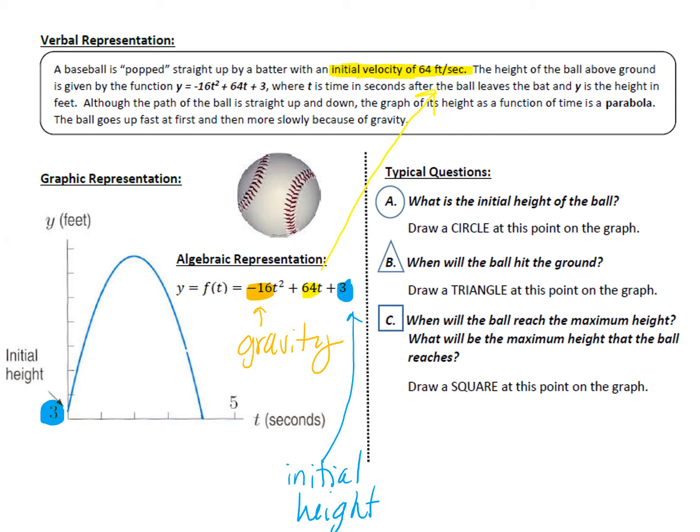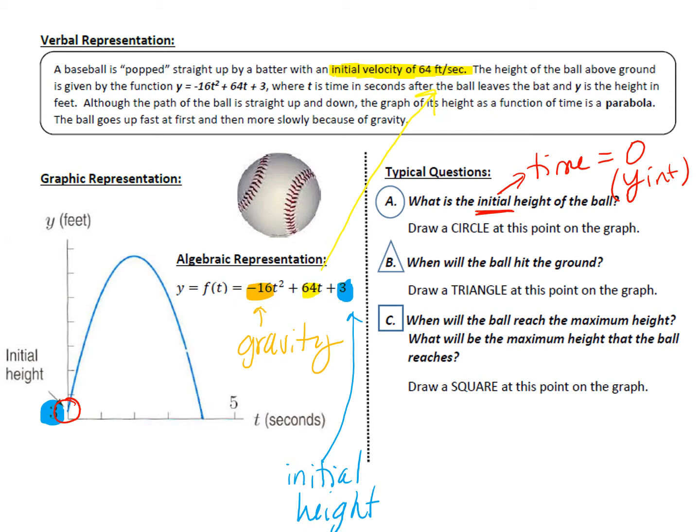So again, if you think of the word initial, I did this a lot in class. I would say, initially, how old were you? So this initial is when time is equal to 0. So in other words, your y-intercept. I kind of drew a circle already, but that was the spot there. So that is our circle. That is going to be the initial height of the ball.